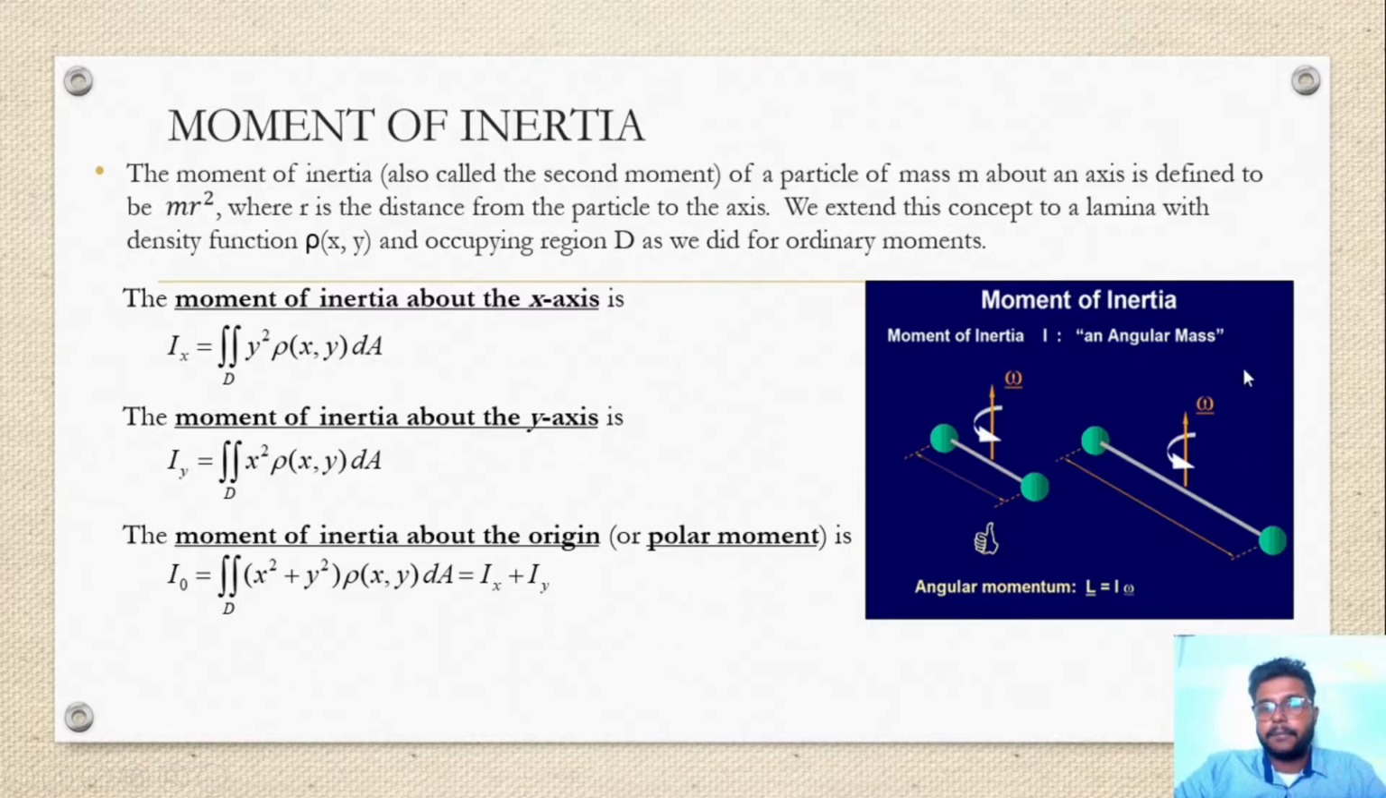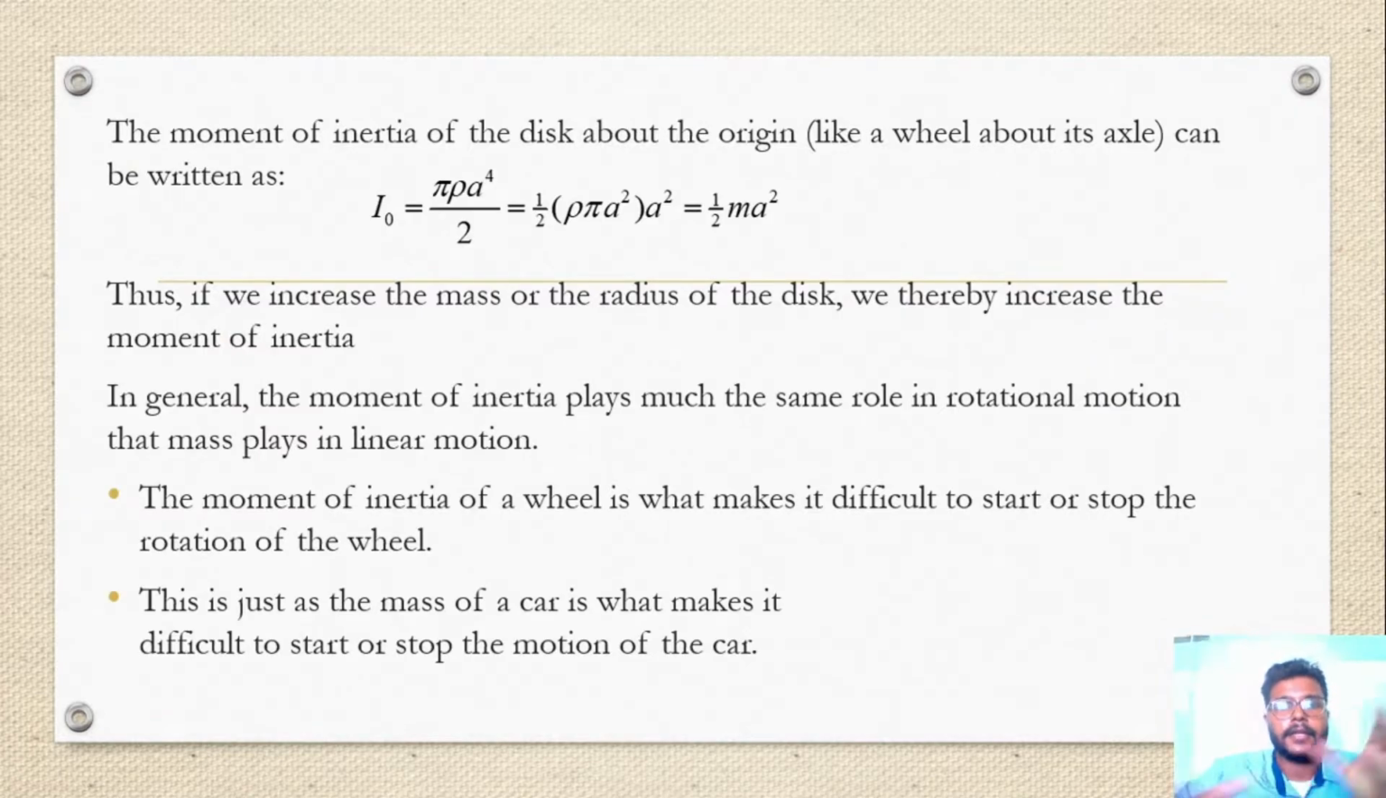So this is a simple example where we have the moment of inertia and the angular momentum of a moving particle, which we calculate for an engine application, explained in the next slide. As you can see here, the moment of inertia of a disc about the origin, like a wheel about its axle, can be written as the formula shown below. This is the application I was referring to. If we increase the mass or the radius of the disc, we also increase the moment of inertia. This is explained in the braking system of a car, where in general the moment of inertia plays much the same role in rotational motion that mass plays in linear motion.